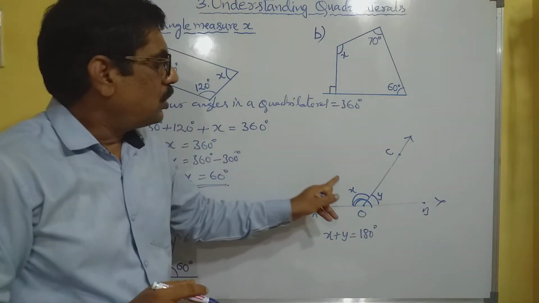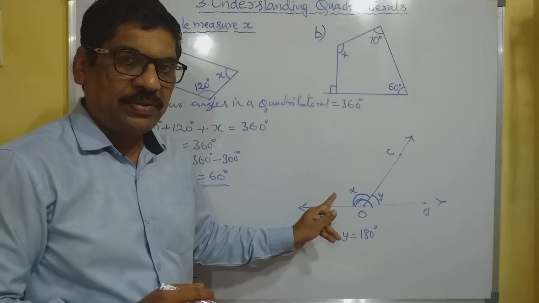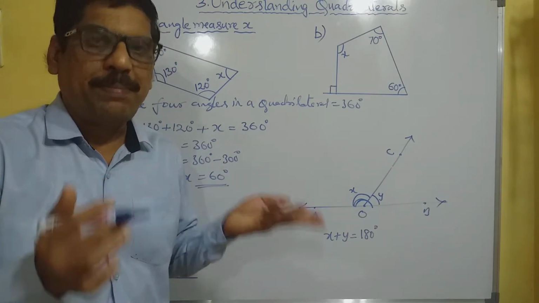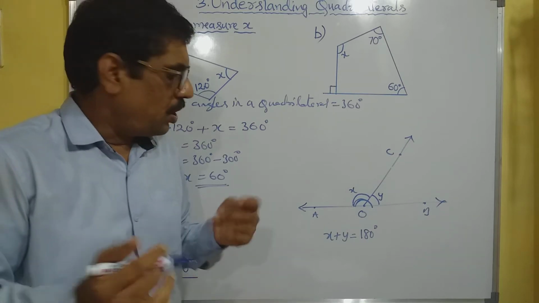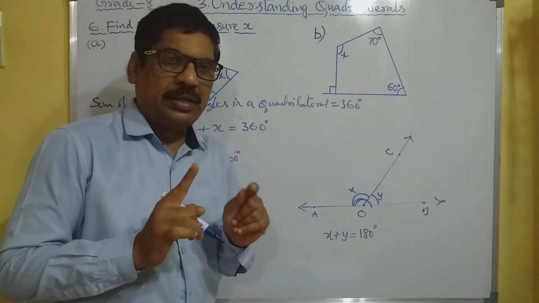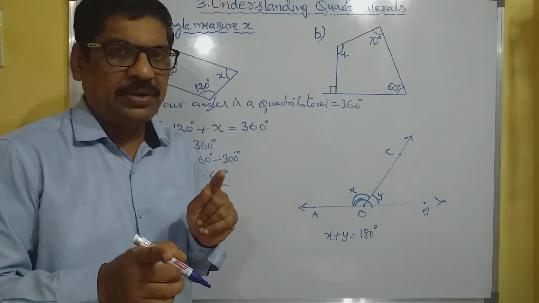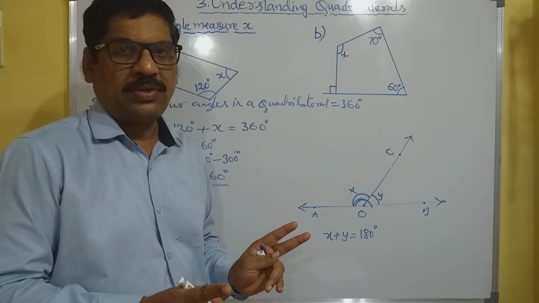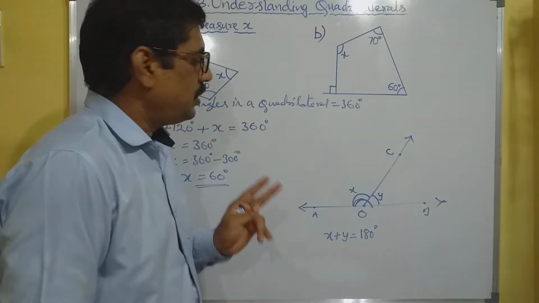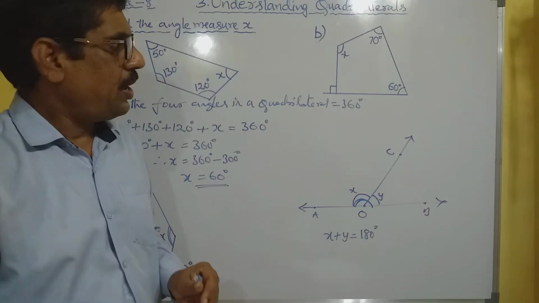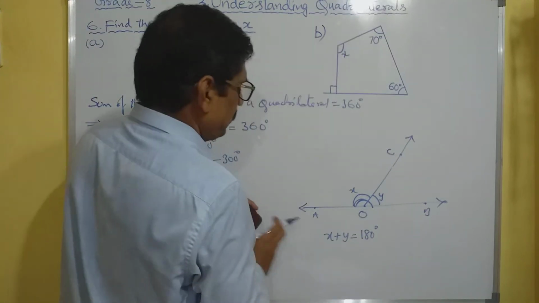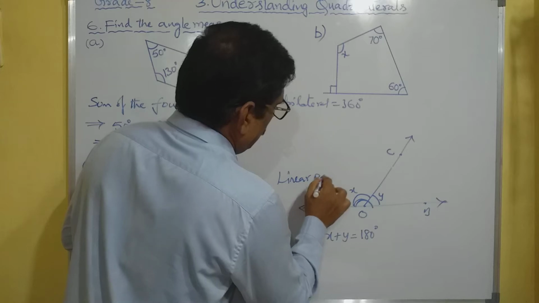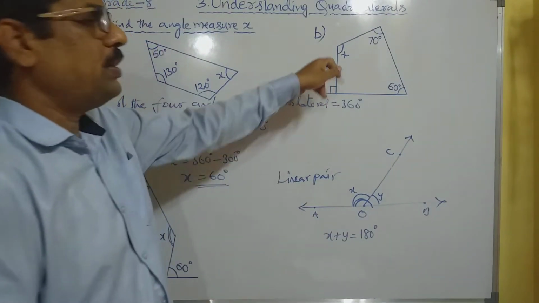Okay? So, the pair of adjacent angles on a straight line like this is called a linear pair. So linear pair means the adjacent angles on a straight line, whose sum is 180 degrees. Such a pair of angles is called a linear pair. Okay, by using this, let us go with this problem.